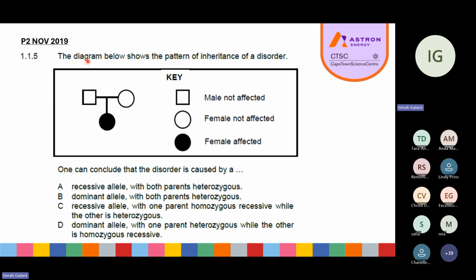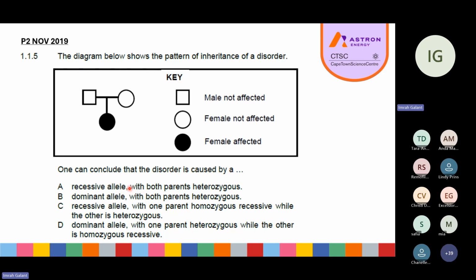So it says the diagram below shows the pattern of inheritance of a disorder. So obviously, when you're starting with these types of questions, you need to have a look at the key first to tell you what you are looking at. So the square unshaded represents male that is not affected. The circle unshaded represents female not affected, but the circle shaded in represents female affected. So the question asks, one can conclude that the disorder is caused by, and they list all the options.